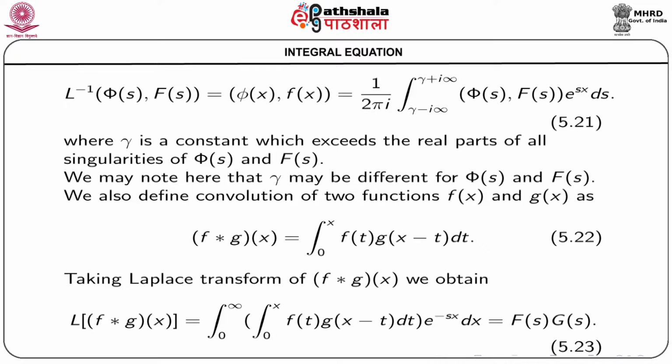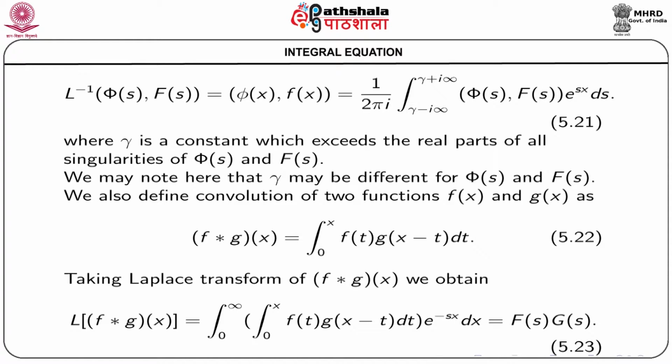If we interchange the order of integration and substitute p for x minus t, then after simplification we will find that Laplace transform of convolution of two functions small f and small g is equal to product of capital F s and capital G s, where capital F s is the Laplace transform of small f x and capital G s is Laplace transform of small g x, as given in equation 5.23.